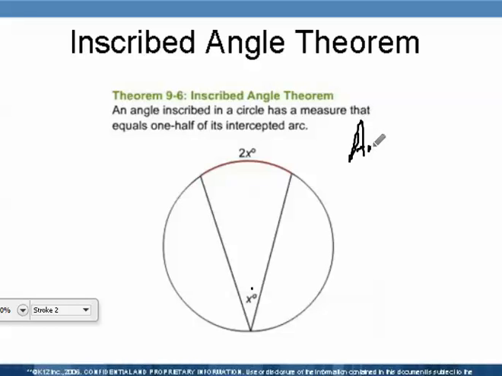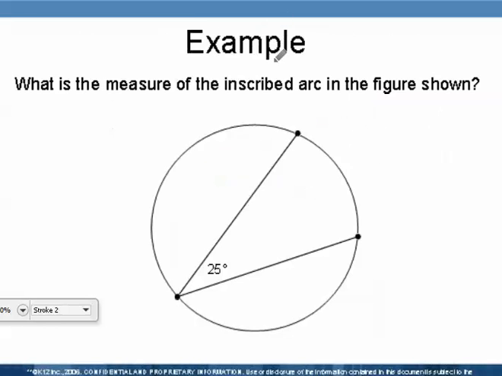Angle, half arc. Angle will be equal to half the arc. Okay? This is for an inscribed angle only. Remember, central angles, they're going to be equal, but inscribed angles, they're going to be 1/2. And so you can use that to help you with some problem solving.